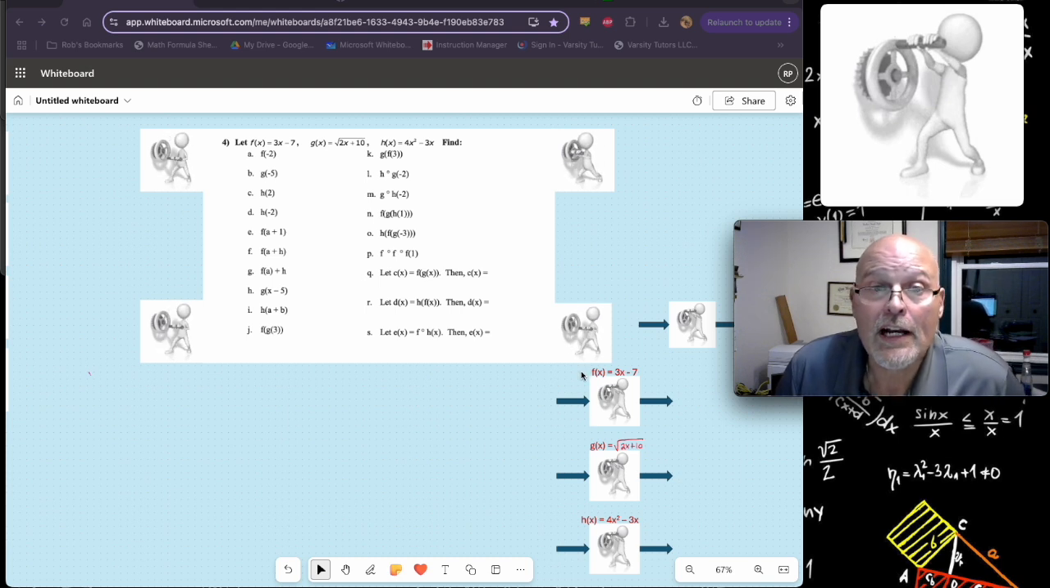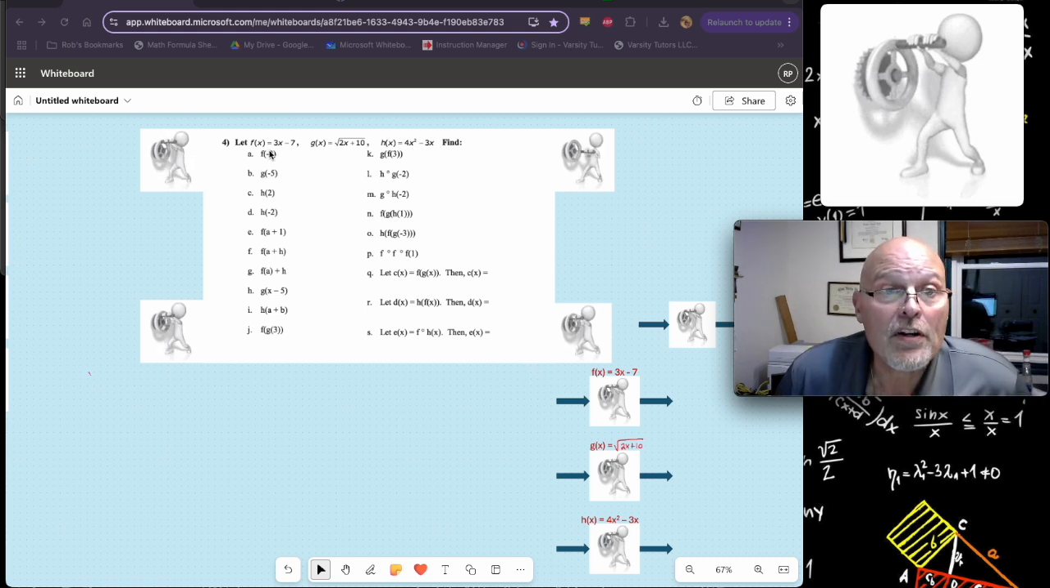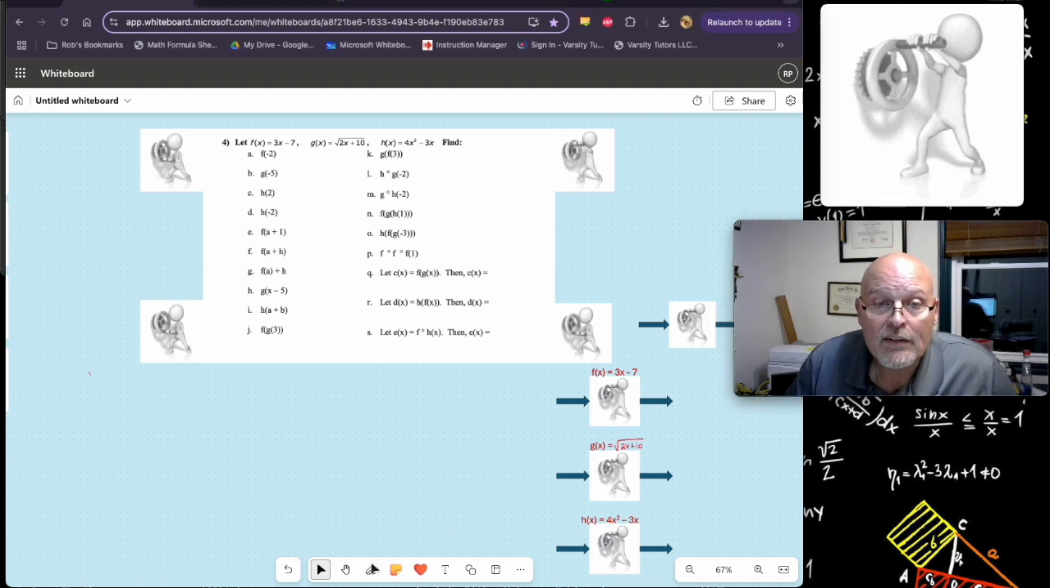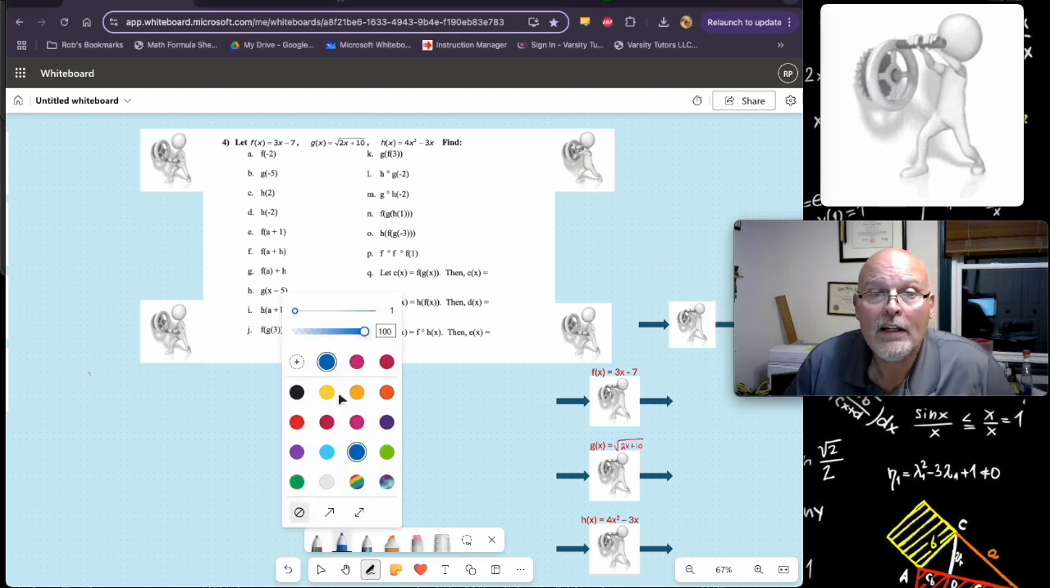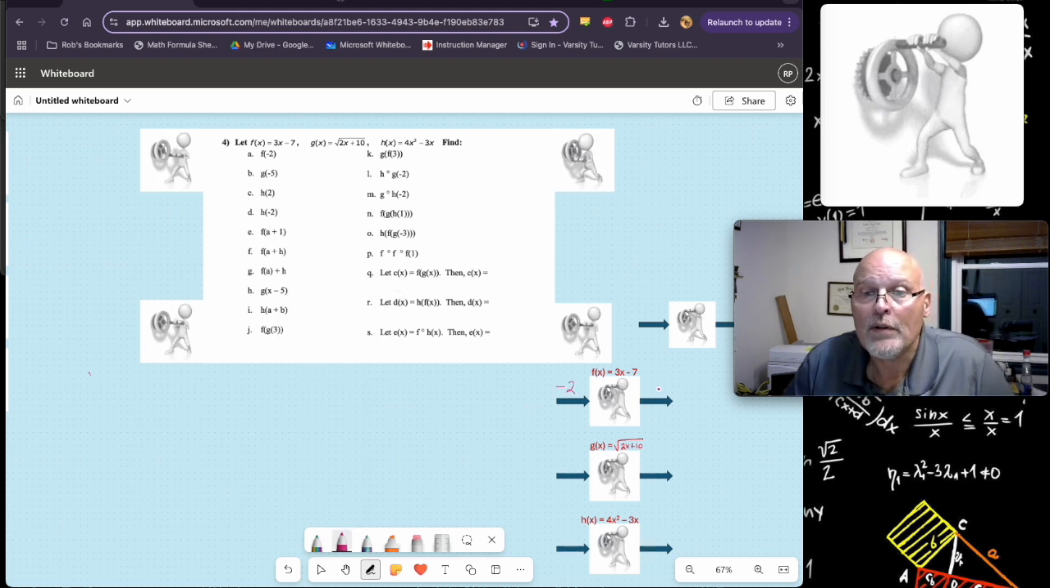So I've got these problems here, and I've got f of x is 3x minus 7, g of x is the square root of 2x plus 10, and h of x is 4x squared minus 3x. So we're going to start doing these problems, and we'll see what happens when we have to do functions of functions. So first on the stage is going to be f of x. So if f of x is in play, and they want f of -2, I'm going to plug -2 in, and my output is going to be -6 minus 7, or -13.